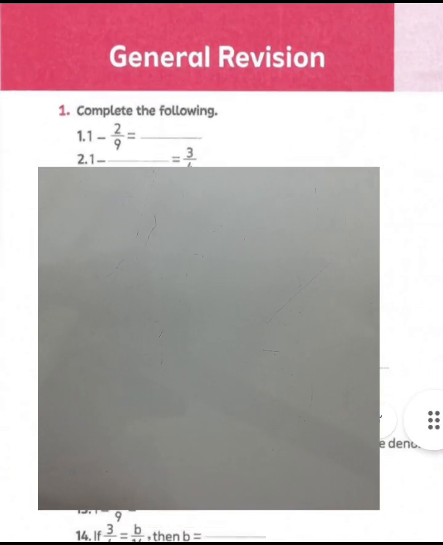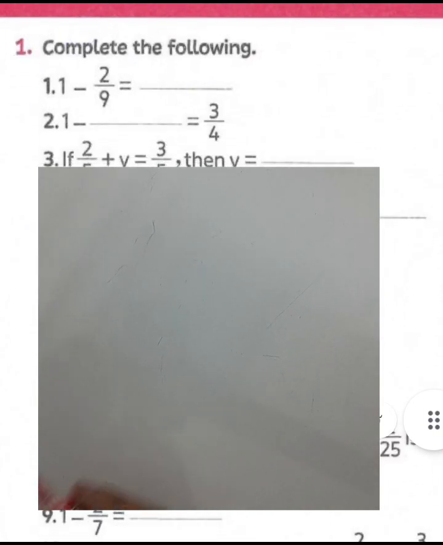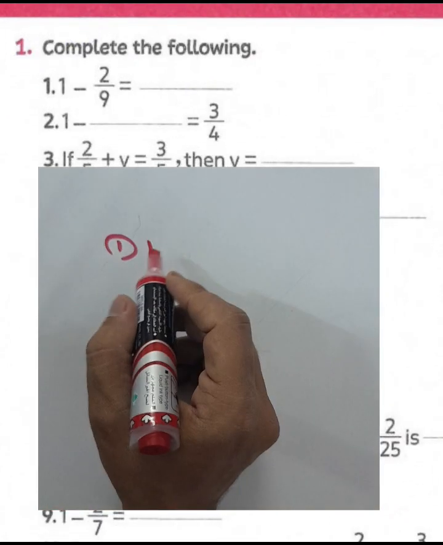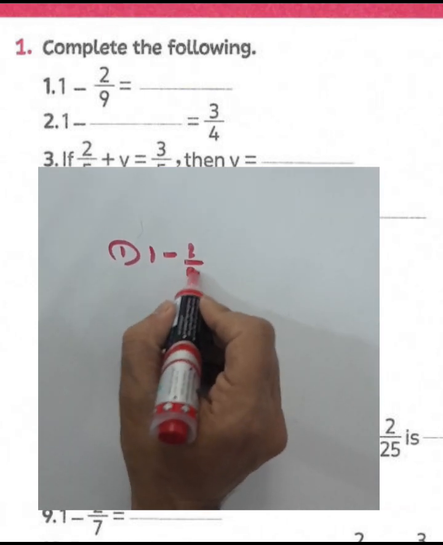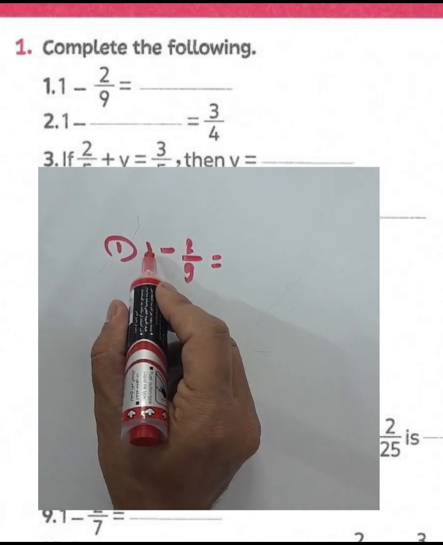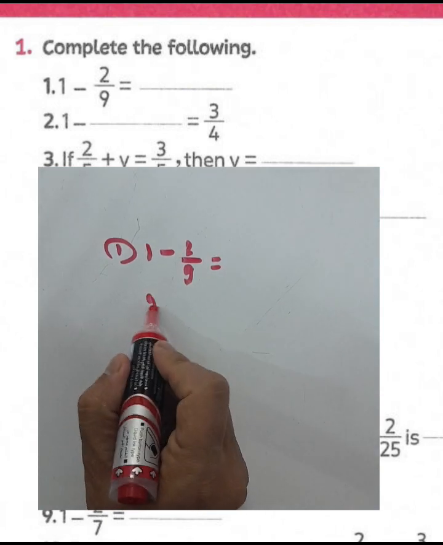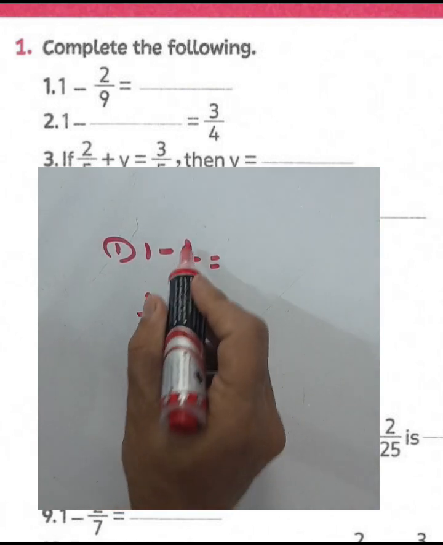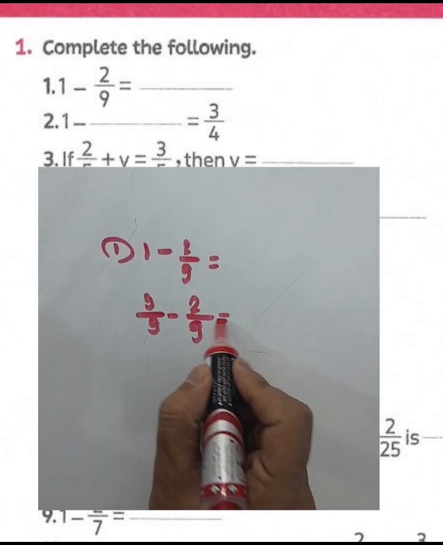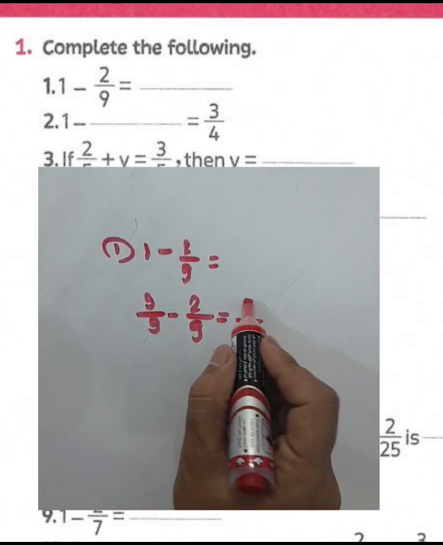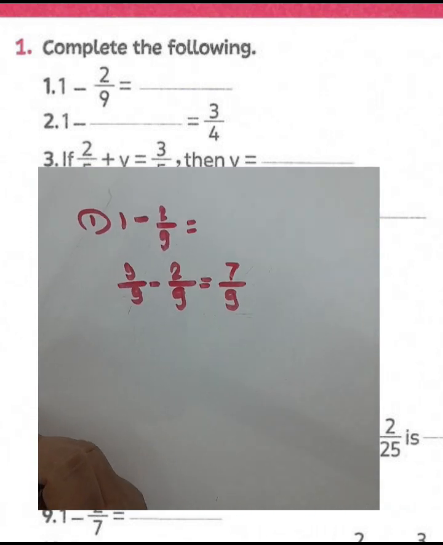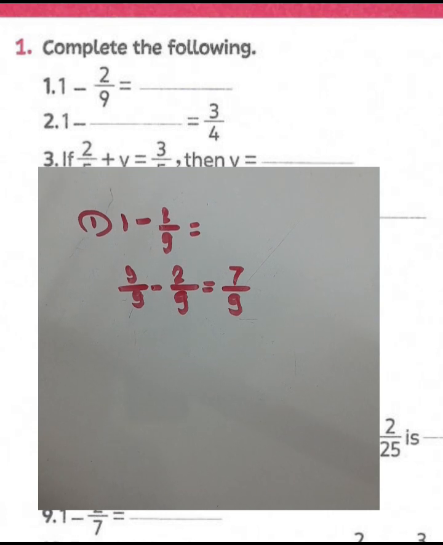Unit 7, General Revision. Okay. Pay attention with me about question number 1. Complete the following. Number 1. 1 subtract by 2 over 9. We can convert 1 here like denominator 9 over 9, subtract by 2 over 9. Write 9 in denominator, 9 minus 2 equals 7. Then the result will be 7 over 9.